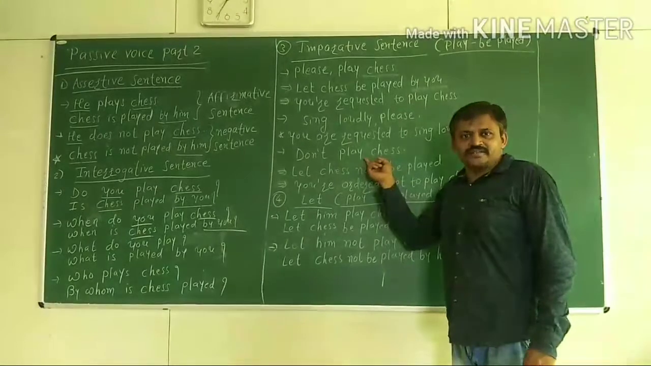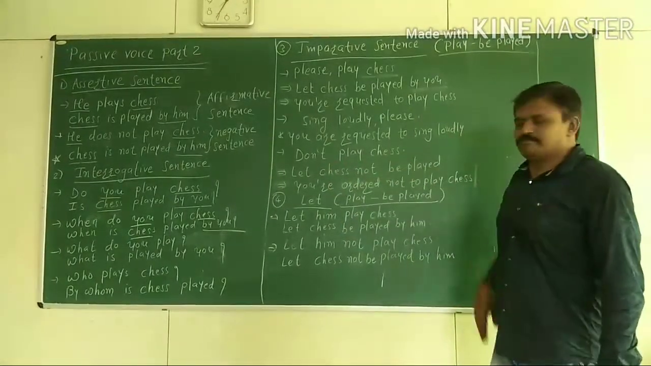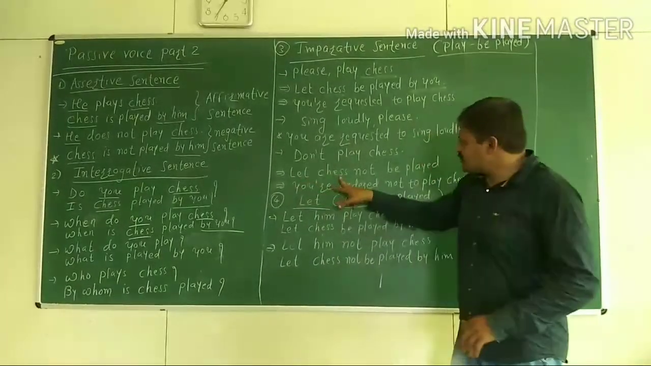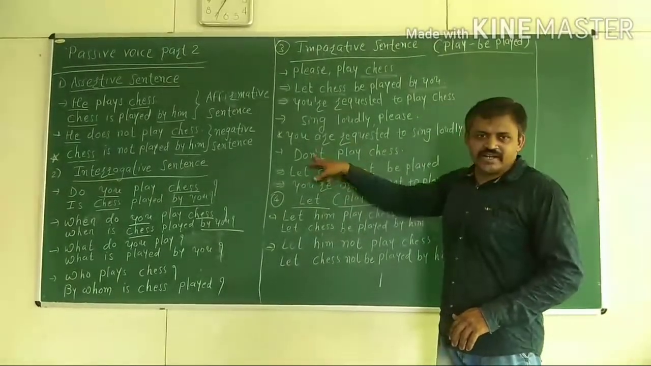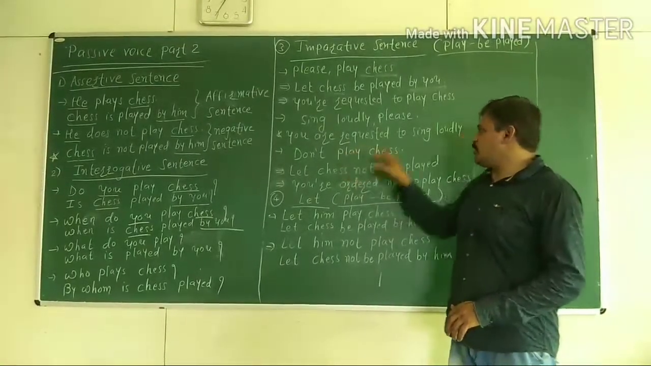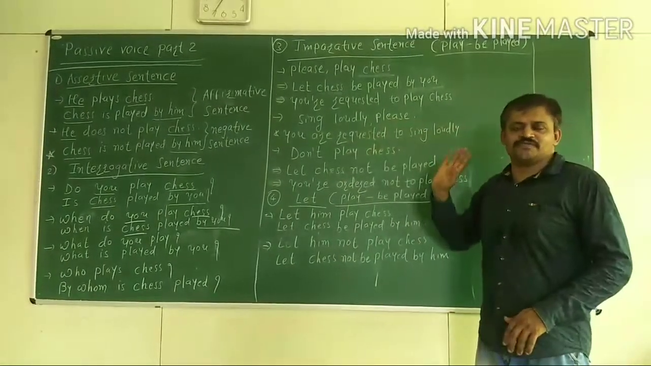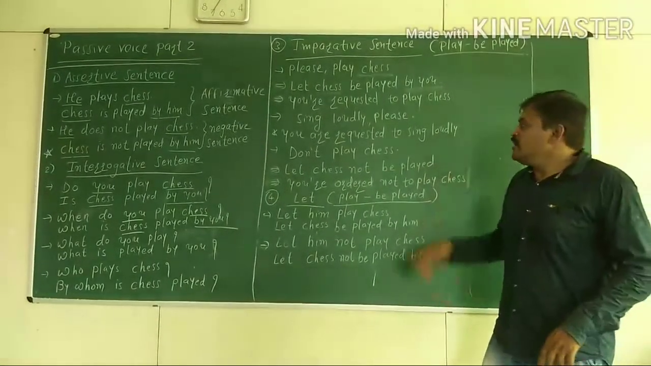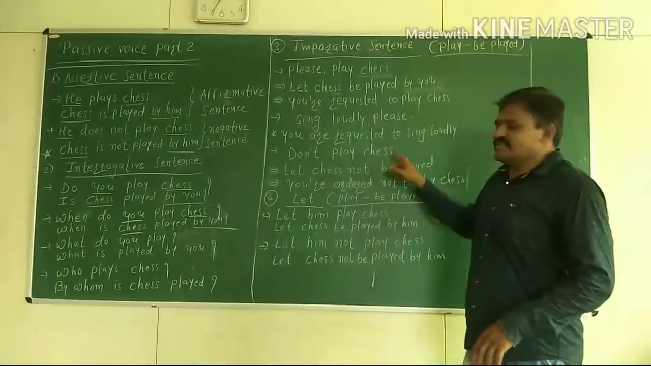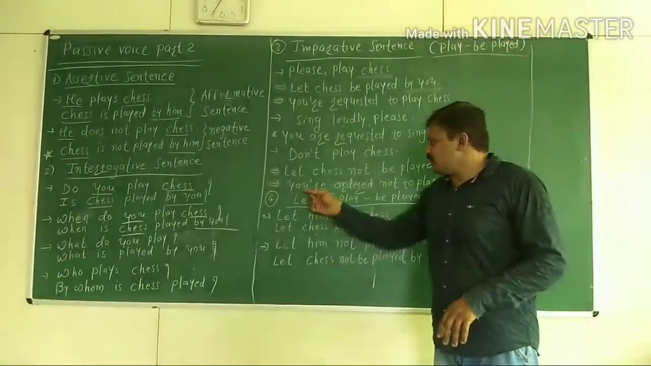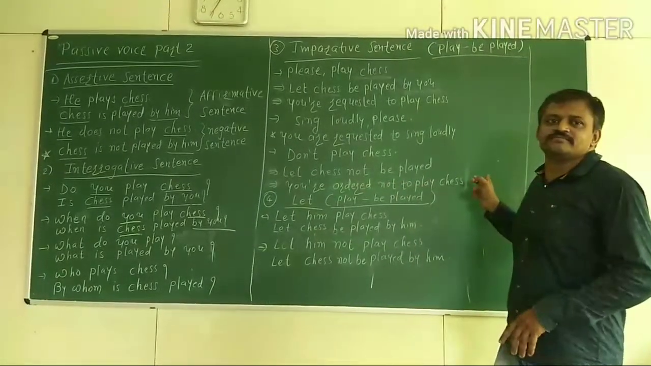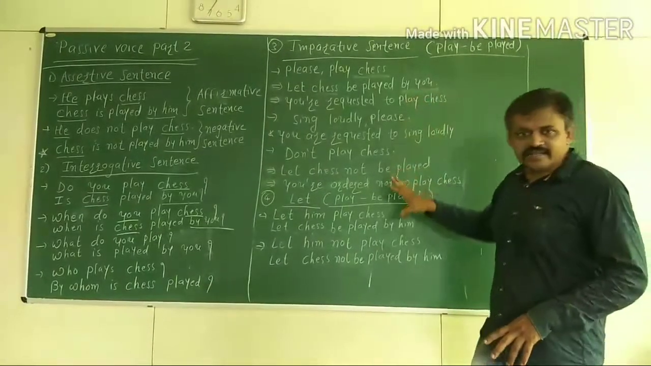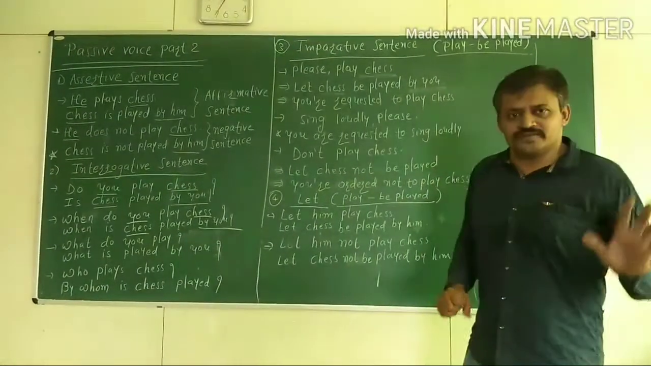Then in the negative sentence, for example, don't play chess, if you want to start with let, you will write let. Then comes the object, chess. Then it is negative, so we will write not. And then be played in place of play. So the sentence becomes, let chess not be played. In the same way, don't play chess can be an order also, so we can write, you are ordered not to play chess. So these are the illustrations of the imperative sentence.